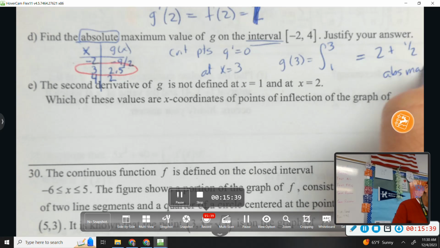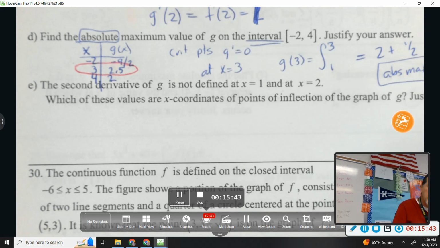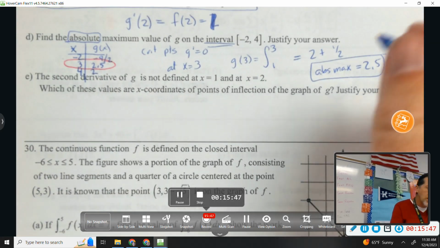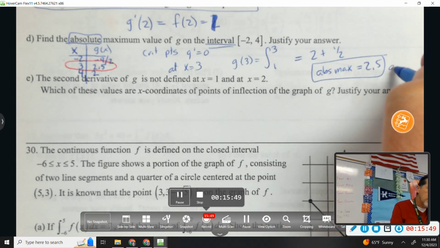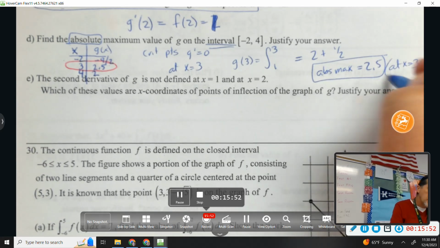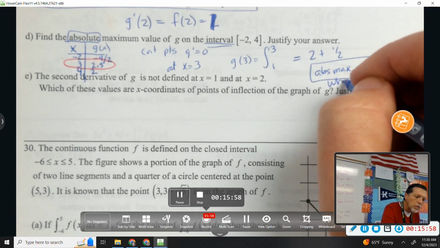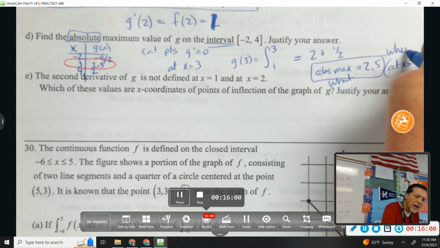But it didn't ask us that. The absolute max is 2.5. And again, you could say at 3. A lot of times it asks for it. But just so you know the difference between what it is versus where it is. What is the max versus where is the max?